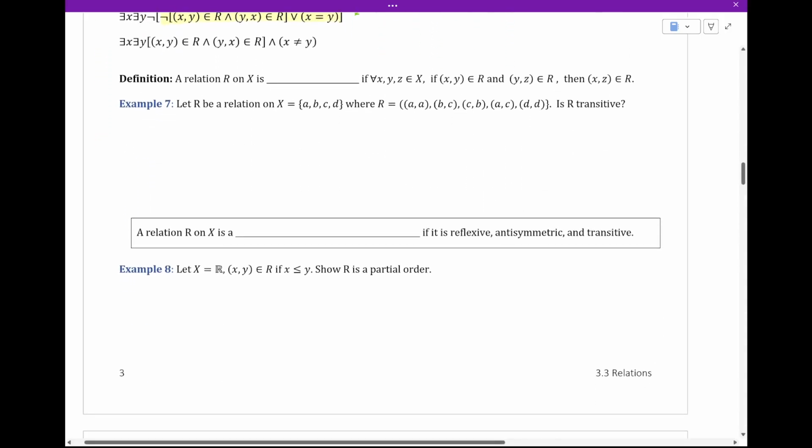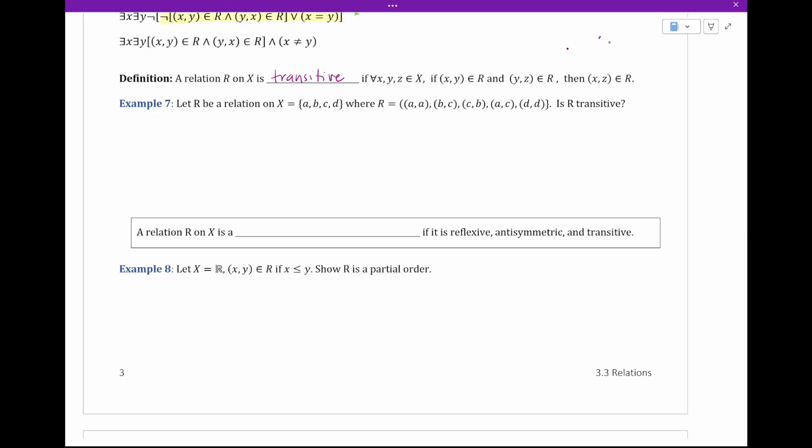Okay. Here we're going to move on to our next definition. We've talked about reflexive, we talked about symmetric and antisymmetric. So here is another property that we're going to talk about, and that is transitive. A relation R on X is transitive if for all x, y, and z, if (x,y) is in R and (y,z) is in R, then (x,z) is in R.